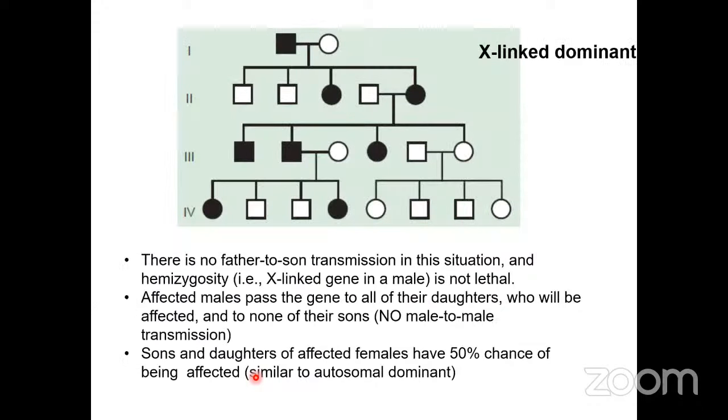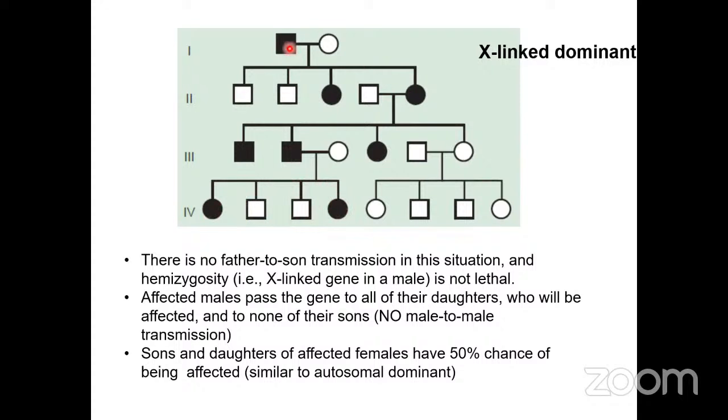If it is a non-lethal variety or a lethal variety. So, all generations are affected. There is no male-to-male transmission. Look at this, always female-to-female transmission. Female-to-male transmission, but no male-to-male transmission. So, no father-to-son transmission in this situation. Hemizygosity is not lethal. So affected males pass the gene to all of their daughters, who will be affected again. So look at this scenario. Here the father is affected. All of his daughters are affected. None of his sons are affected.